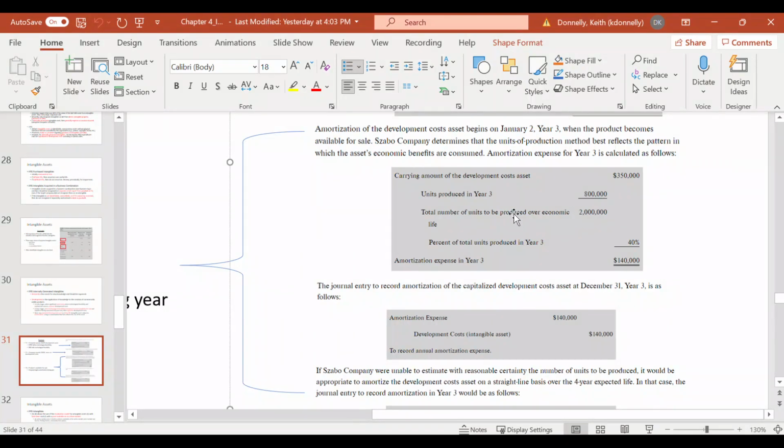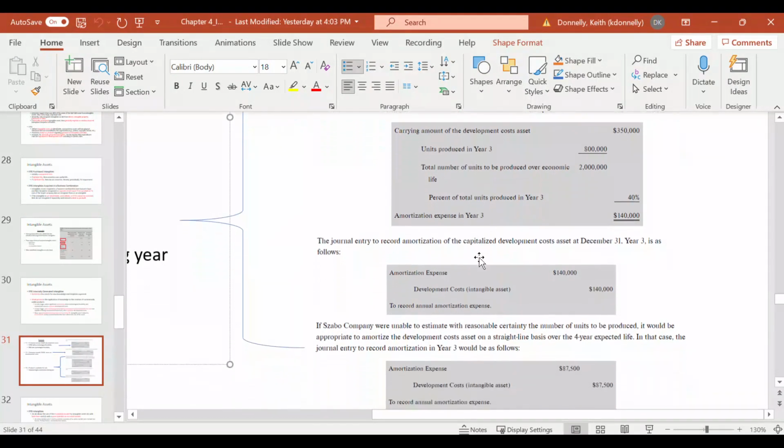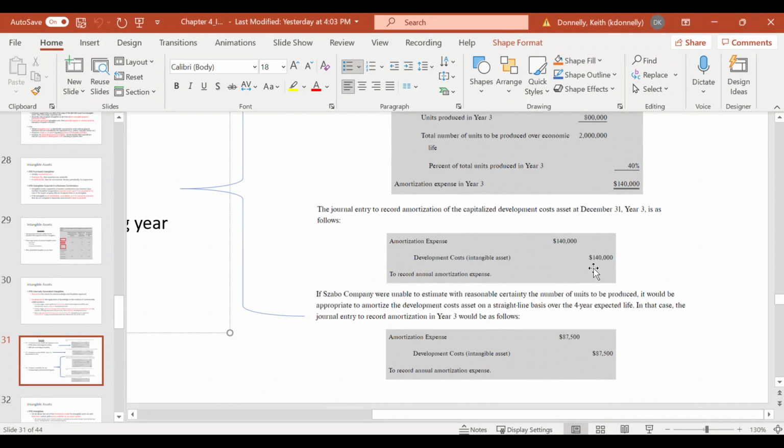It looks like in this situation, they're using units of production to determine amortization. So they basically look at what percentage of the units were made in the year compared to the total amount we expect to make, 40%. That amount is going to be amortization expense. And you could see that right down here, the journal entry for it. Basically, debit amortization expense, credit development costs.